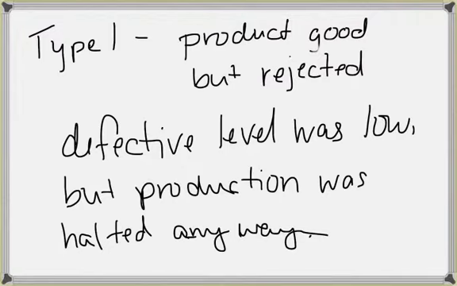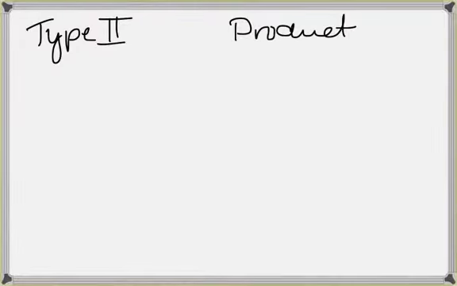Now, the second question asked, what is a type 2 error in this context? So if we think about that, a type 2 error is where the null hypothesis was false, but we did not reject it. So in this case, that means your product is bad, but you did not reject.